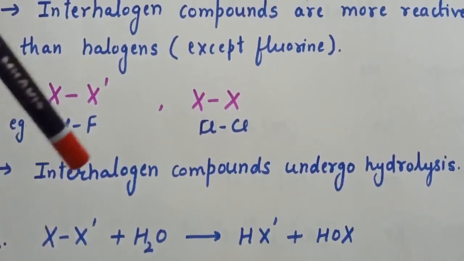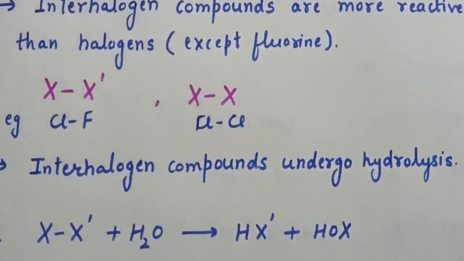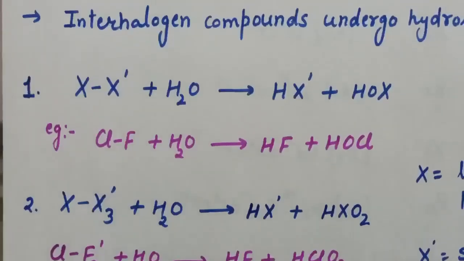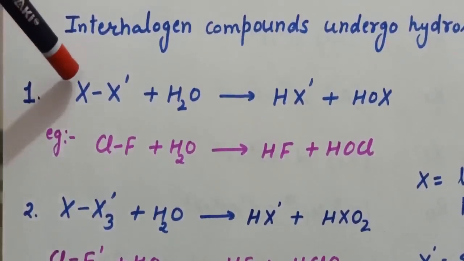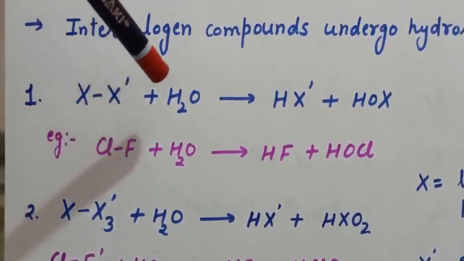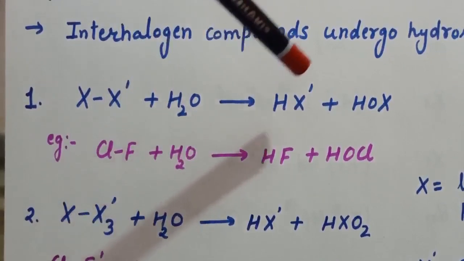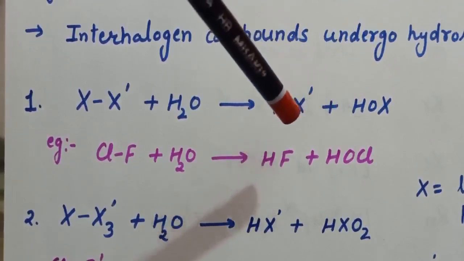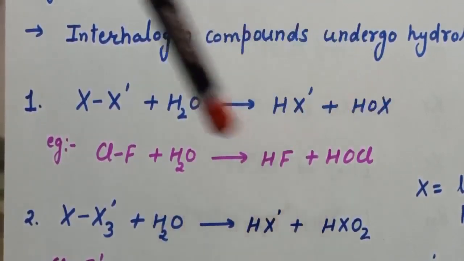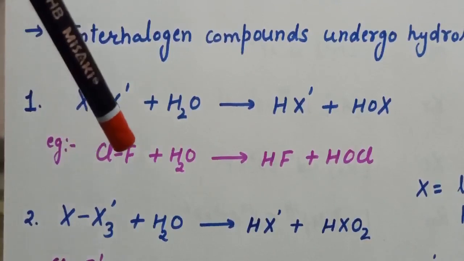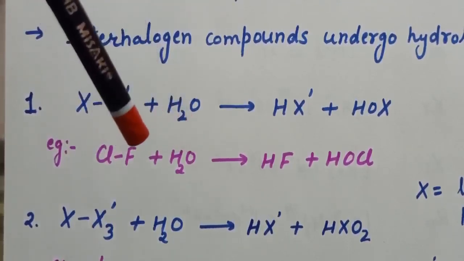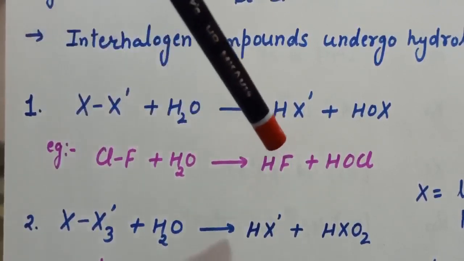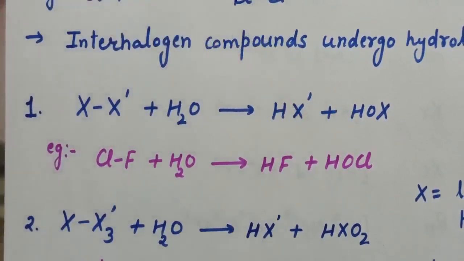Next, interhalogen compounds undergo hydrolysis, and the product of hydrolysis is different for different types. So first is when we treat XX' type of interhalogen compounds with water. So the product is HX dash plus HOX, where X dash is the small size halogen and X is the large size halogen. So the example is ClF plus H2O. So this F is the small size halogen atom and this chlorine is the large size halogen atom. So here we are getting HF plus HOCl, that is hypochlorous acid.